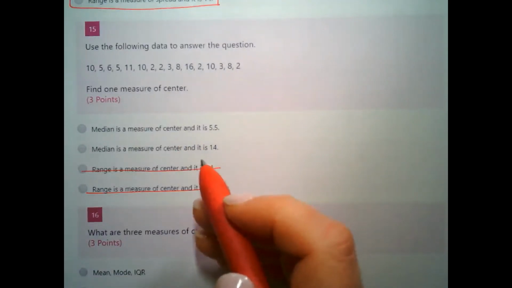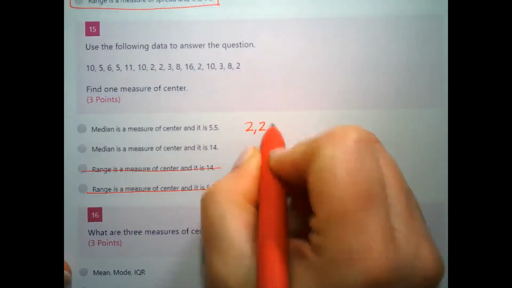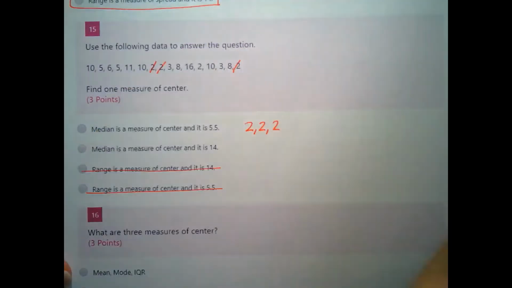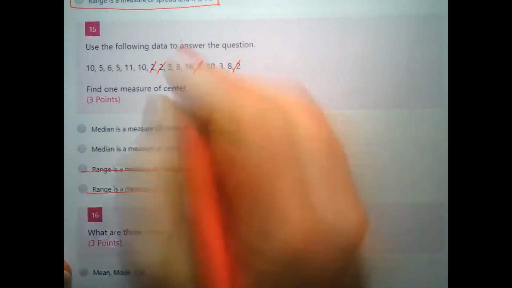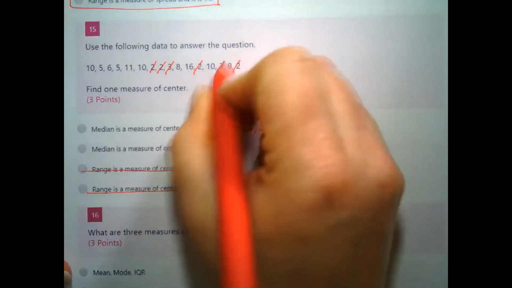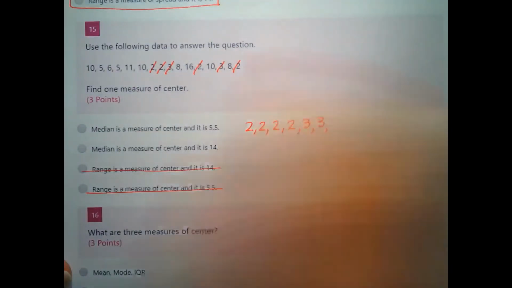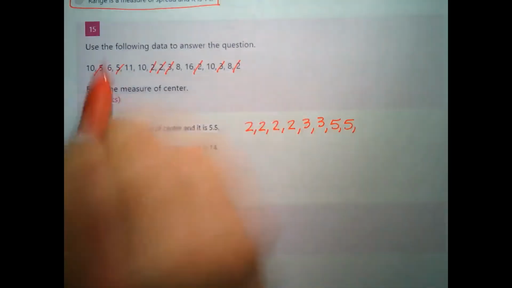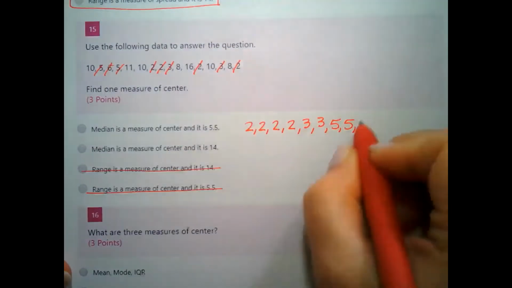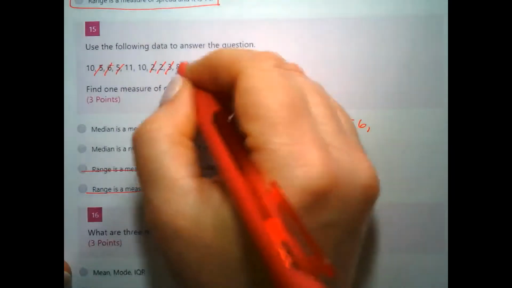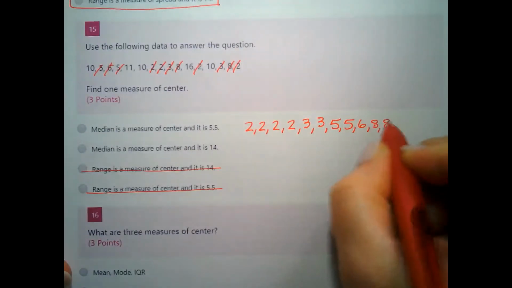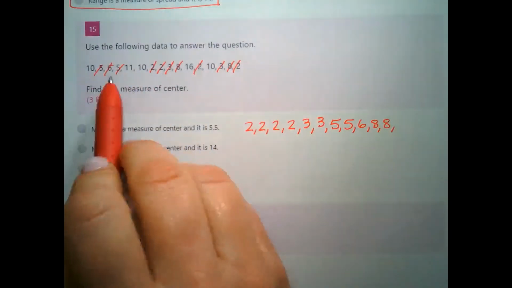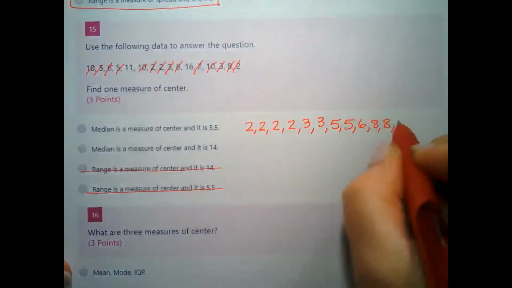Now, I can't find a median until I put the numbers in order from least to greatest. So we're going to start with 2, 2, 2. I see 1, 2, 3, 4. Then I'm going to put in a 3 and a 3. That's it. And the next number is 5 and 5, 5 and 5. And the next number is 6. And after that comes 8 and 8. And after that comes 10, 10, 10, 10, 10, 10.